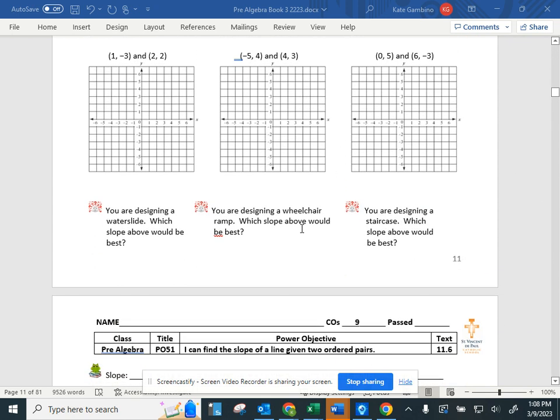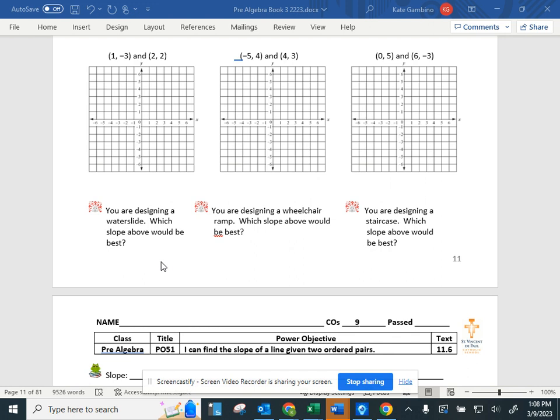So once you have these done, you just have to think these through. You're designing a water slide. Which of those 6 slopes that you found do you think would be the best water slide? Okay, and be able to defend yourself. I think this would be a great water slide because... be able to answer why that would be a really good water slide. If we have a slope that's like this, is that going to be a really good water slide?